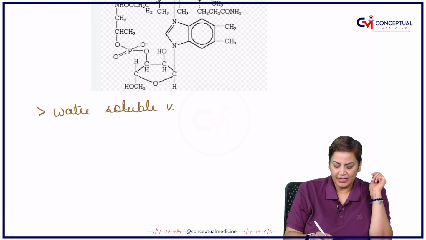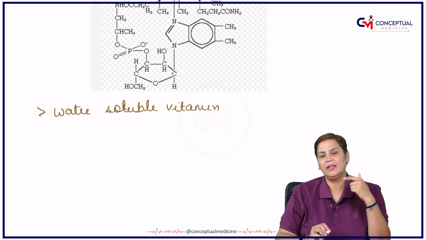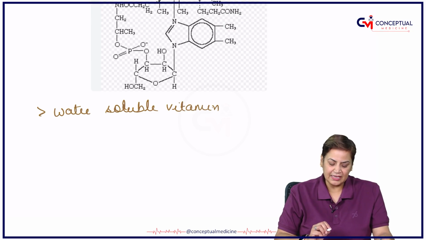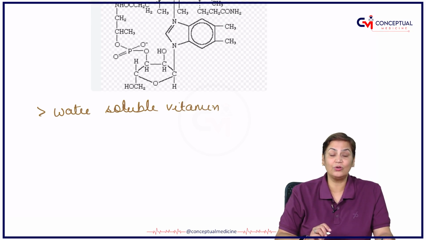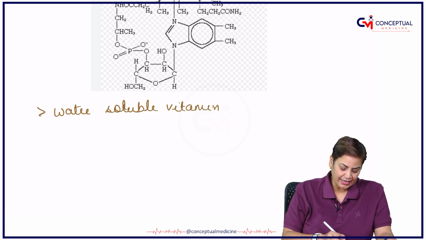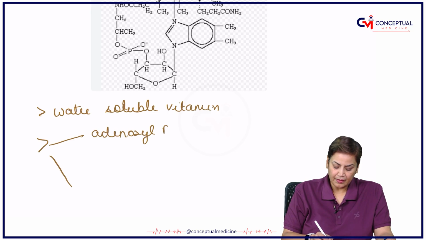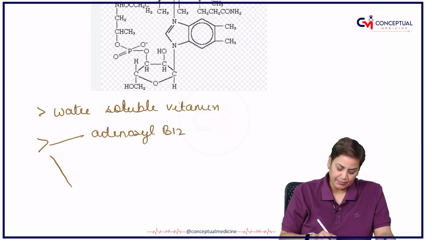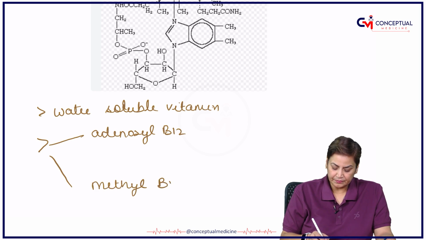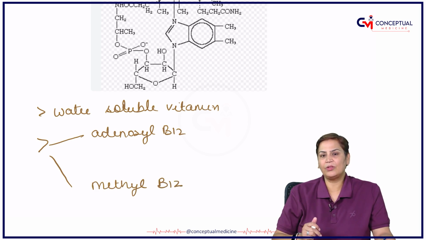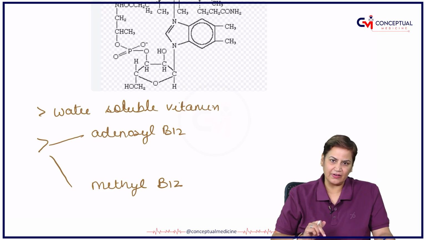And I have told you one very important thing. Besides being a hematopoietic vitamin, the other important feature of this is that it has a methyl group also, and it has an adenosyl group also attached to it. So I can say it has 2 forms. One is adenosyl B12 and second is methyl B12. Depending upon this, it is going to catalyze its function.